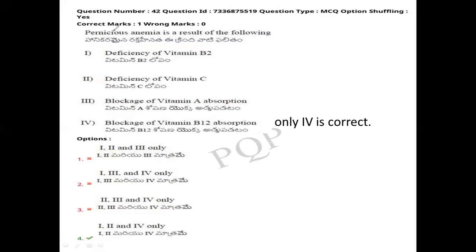Next is, pernicious anemia is a result of the following. What is the cause of pernicious anemia? Vitamin B2 deficiency, vitamin C, vitamin A, blockage of vitamin A absorption, blockage of vitamin B12 absorption. I don't know why he has provided these extra options, because options 1, 2 and 3 are not related to pernicious anemia. These deficiencies lead to some other disorders, but not this.